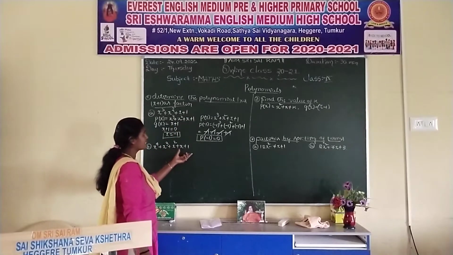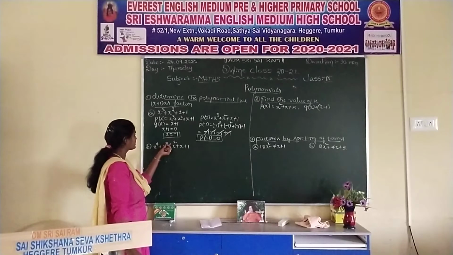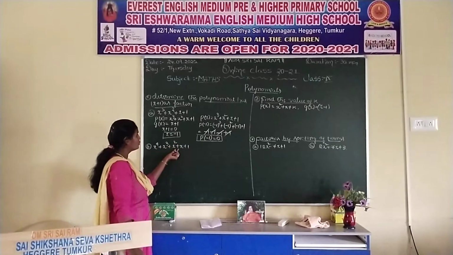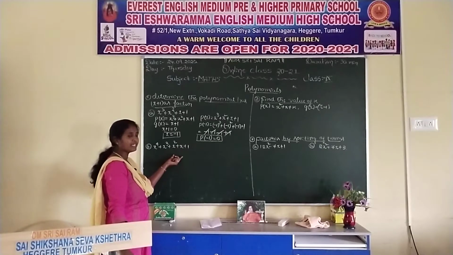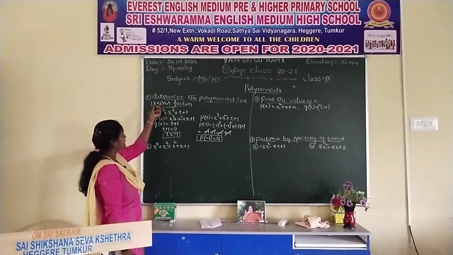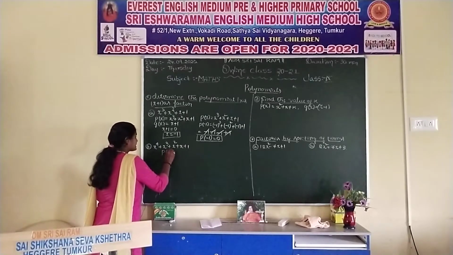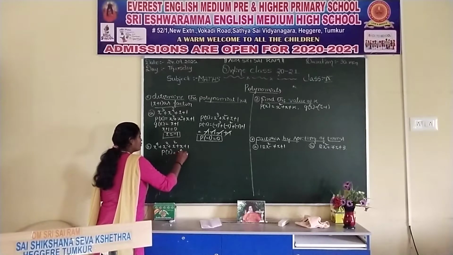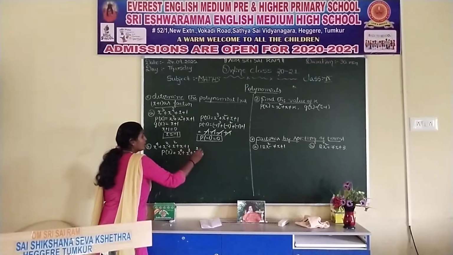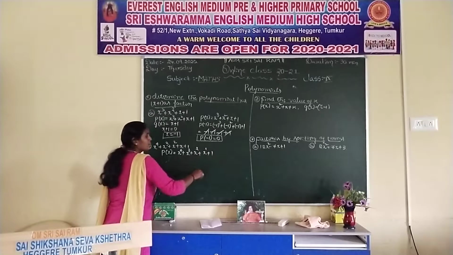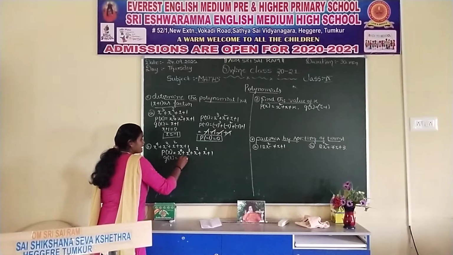Next, you take the next question in the same example. x to the power of 4 plus x to the power of 3 plus x to the power of 2 plus x to the power of 1 plus 1. This is also a polynomial expression. See here, again, g of x is x plus 1. You consider p of x is equal to x to the power of 4 plus x to the power of 3 plus x to the power of 2 plus x to the power of 1 plus 1. Next, you consider g of x is equal to x plus 1.